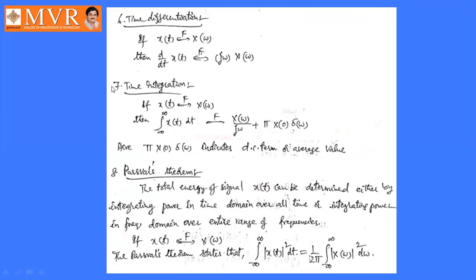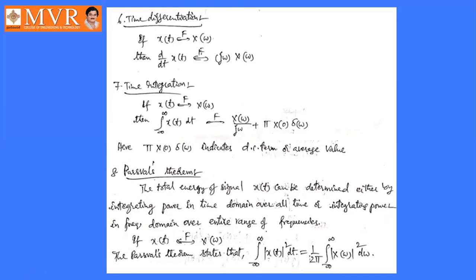Similarly, the next property is the time integration property. If the Fourier transform of x of t is X of omega, then the Fourier transform of the integral from minus infinity to t of x of t dt will become X of omega by j omega plus pi into X of 0 into delta of omega. Here, pi into X of 0 into delta of omega indicates the DC term or average value. So this is the time integration property.